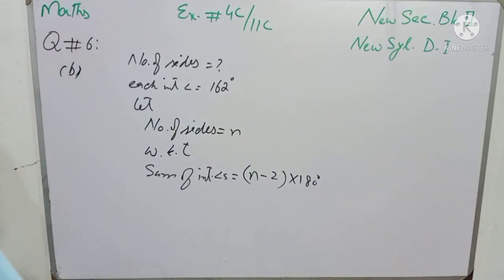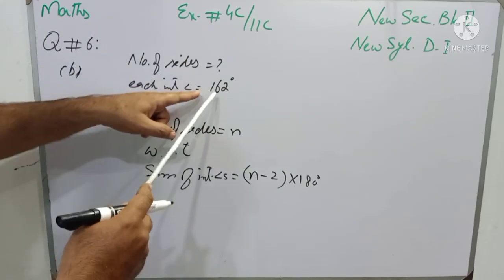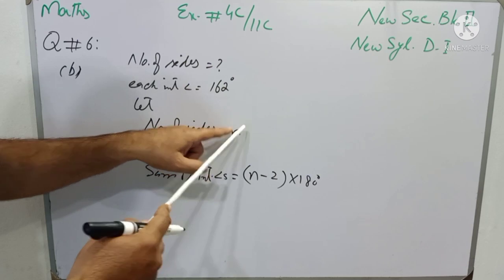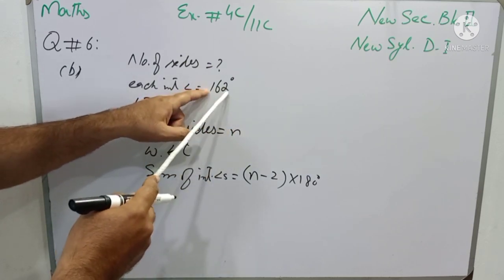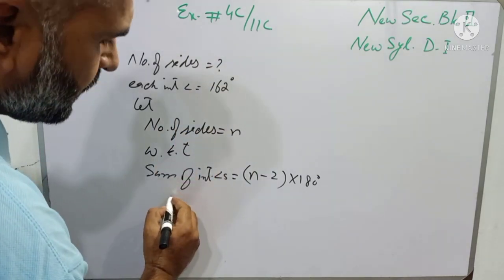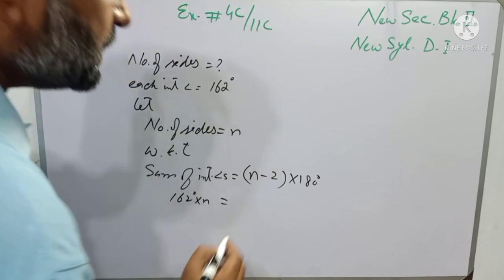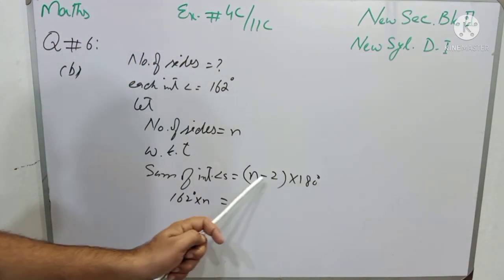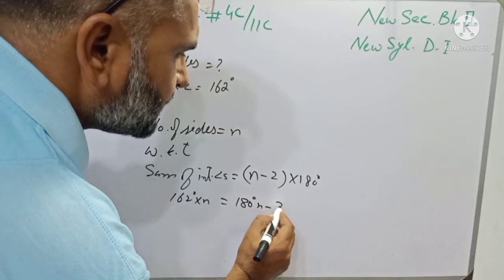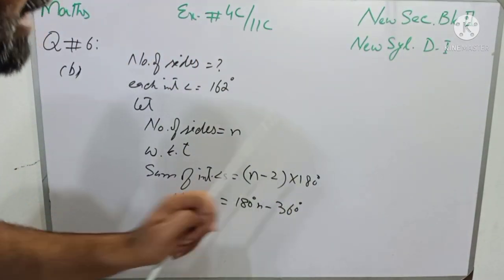And students, now look, each angle is 162 degrees. It means that we have to add 162 for n number of times. So 162 will multiply with n and it will become the sum of interior angles. So students, we will have 162 degrees multiplied by n is equal to 180 multiplying with n, and we will have 180 degrees n minus 360 degrees, because 180 is multiplying with n as well as with 2.